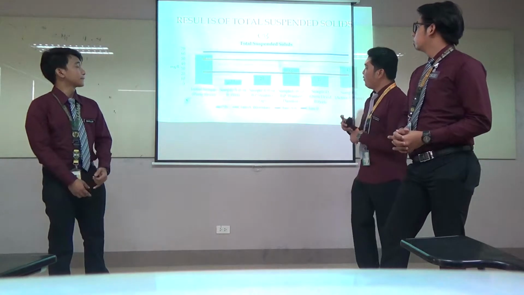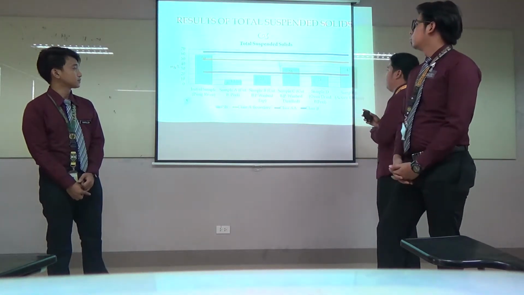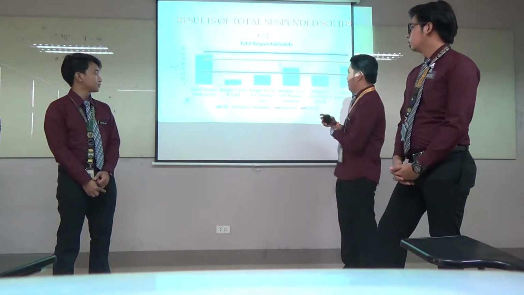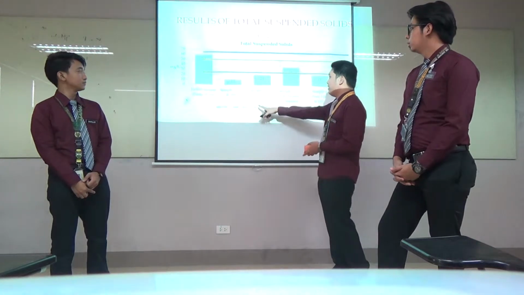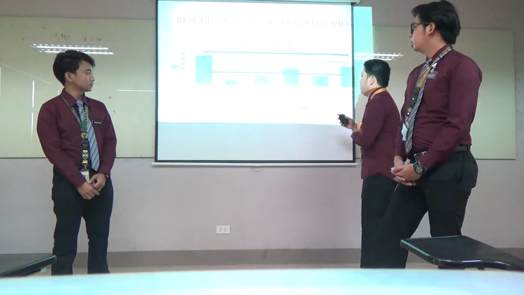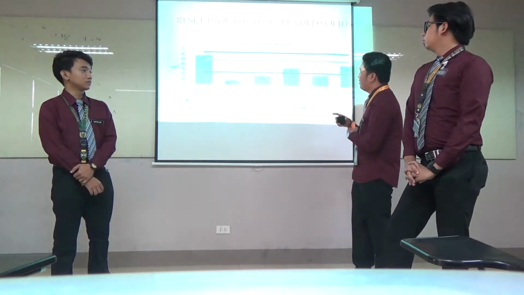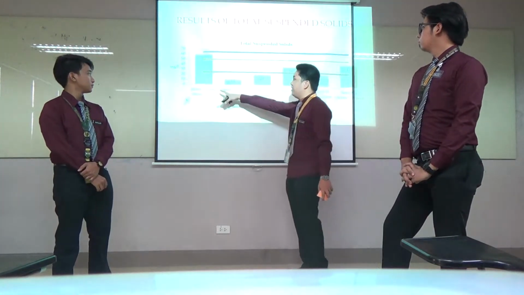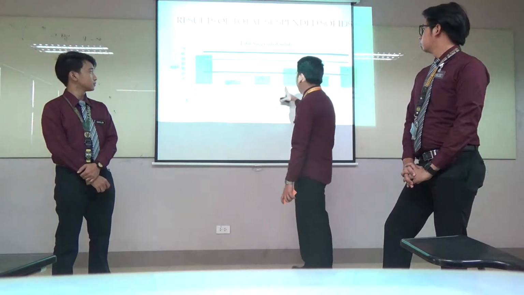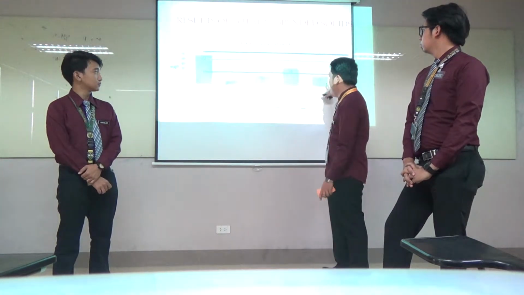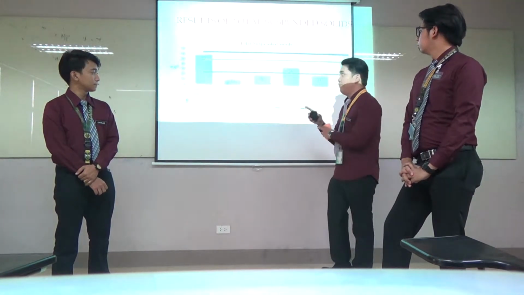Then for the results of total suspended solids, we can see that sample A, sample B, and sample D achieved a low level of total suspended solids, from 59 milligrams per liter to about 10, which achieves up to class AA from class B.